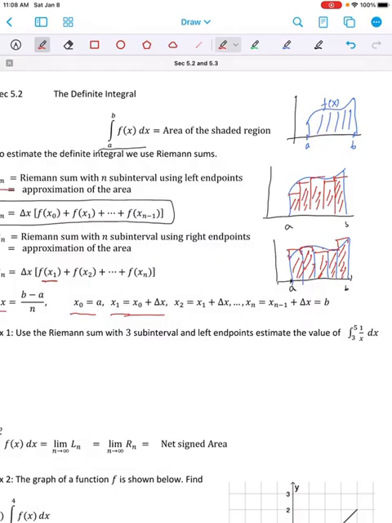So looking at an example here, we have used the Riemann sum with 3 subintervals. So what does that mean? It means n is 3.